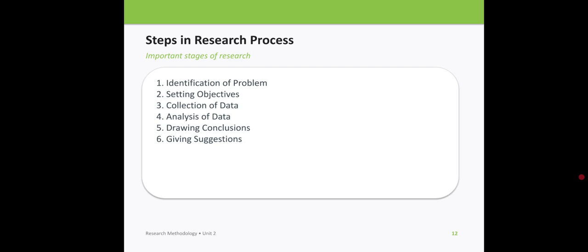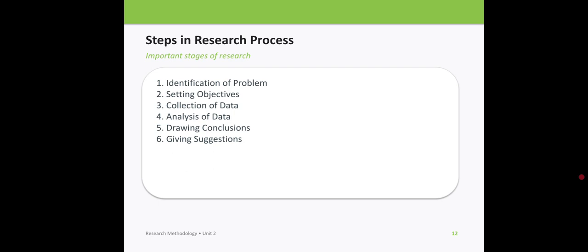Now let's understand the important steps in research process. First step we have identification of problem, second step we have setting objectives, and third step we have collection of data. In addition to that, we have analysis of data and drawing conclusions and giving suggestions. So now let us understand all these steps one by one. Let's start with the first step, that is identification of problem.